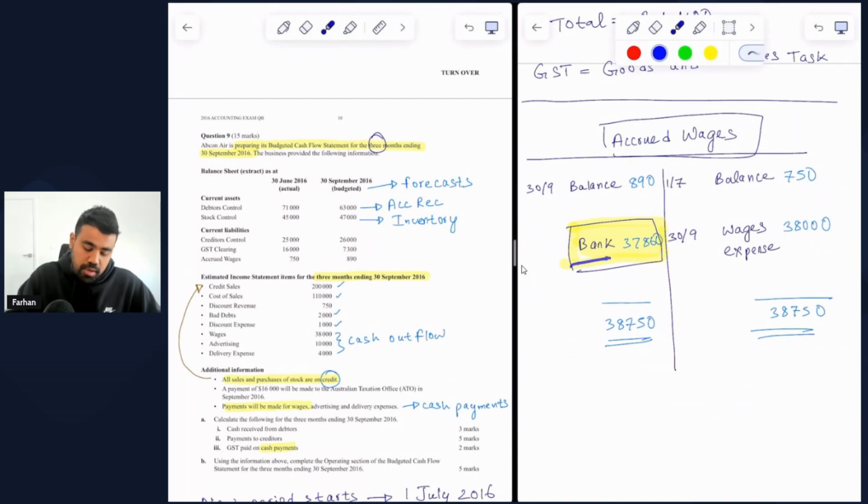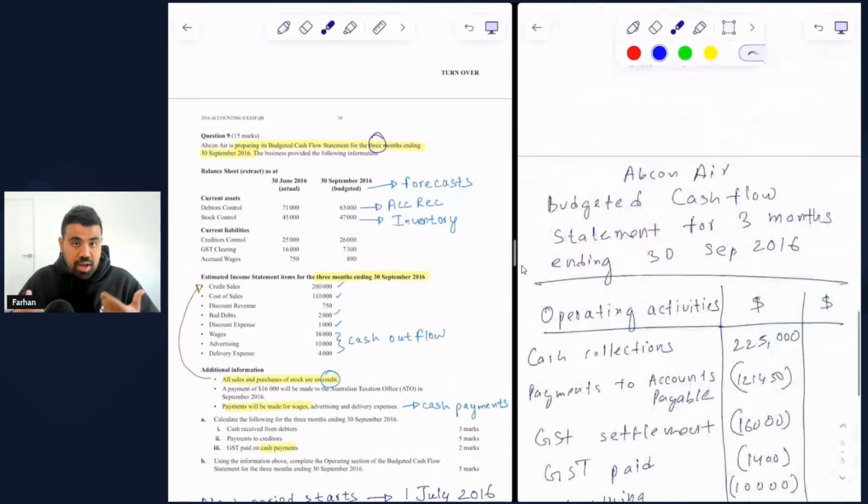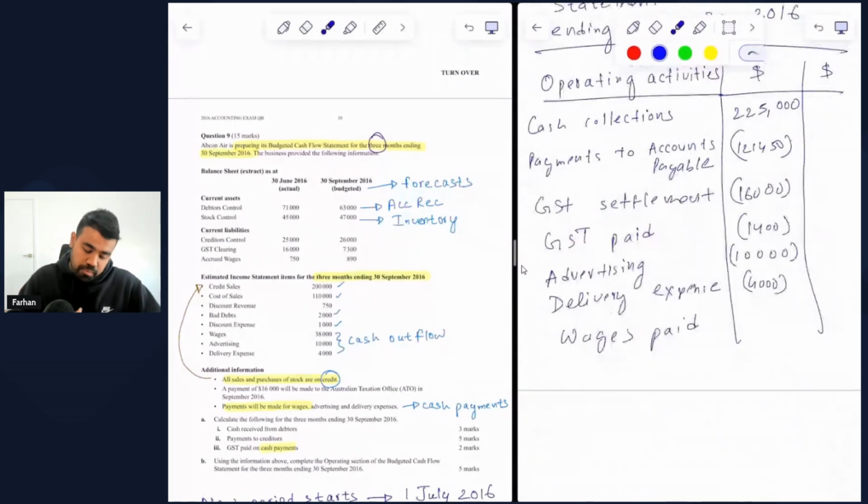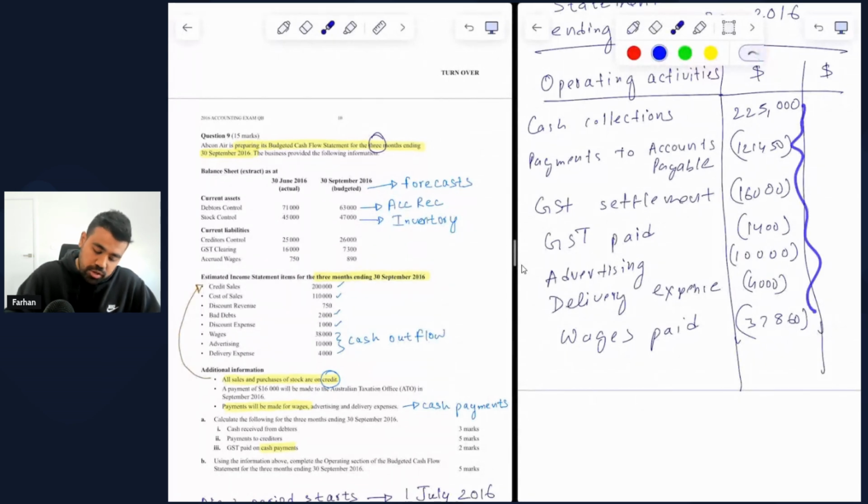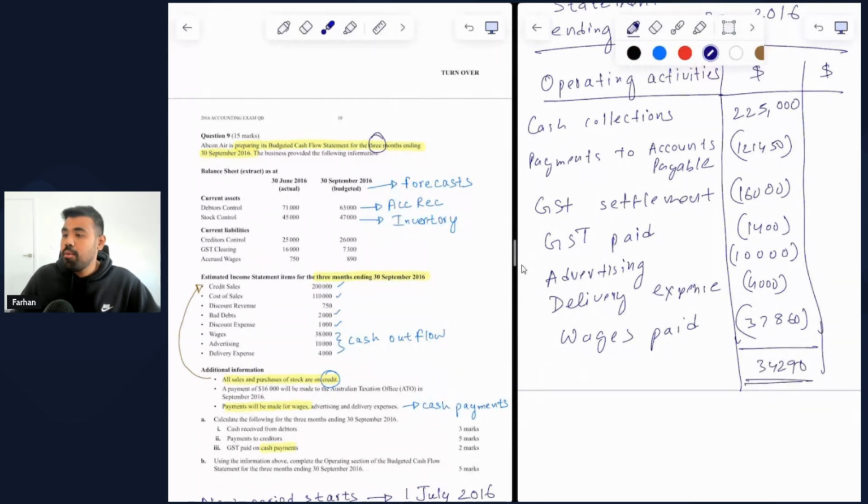during the 3 months. Because this refers to wages paid, this is a cash outflow, and that is why within the cash flow statement and in the operating activities section, because this is an expense, we include $37,860 within brackets because it's an outflow. Then you find the total of everything that we have here, and whatever you get should be 34,290, which is what we call the net cash flow from operating activities.